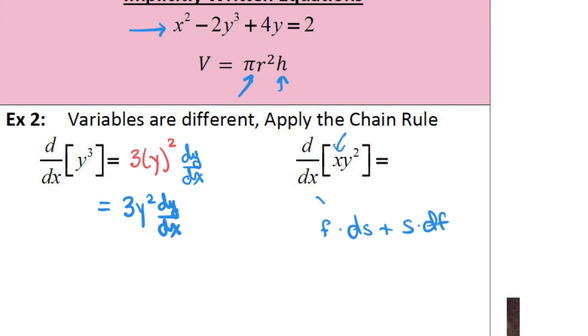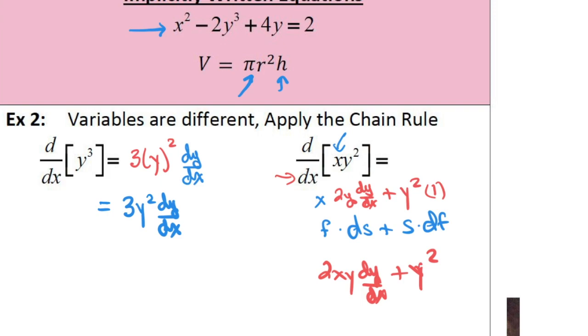So, first, the derivative of the second now is going to be 2y. I'm finding the derivative with respect to x, so that'll be dy/dx. Plus the second, which is y squared, times the derivative of the first, which is 1. Just going to clean it up a little bit. We have our 2xy dy/dx plus y squared.